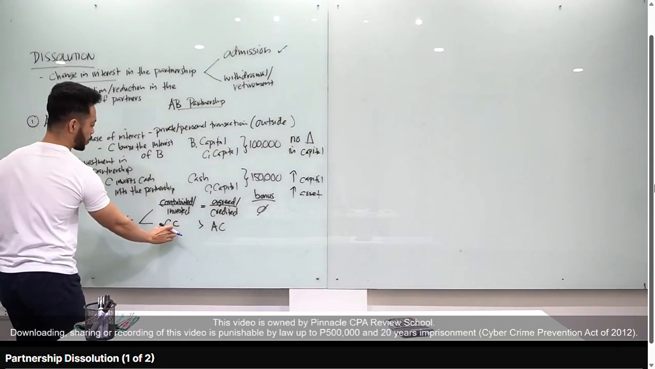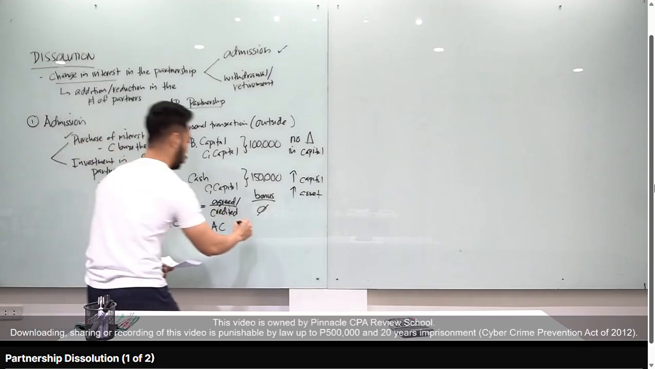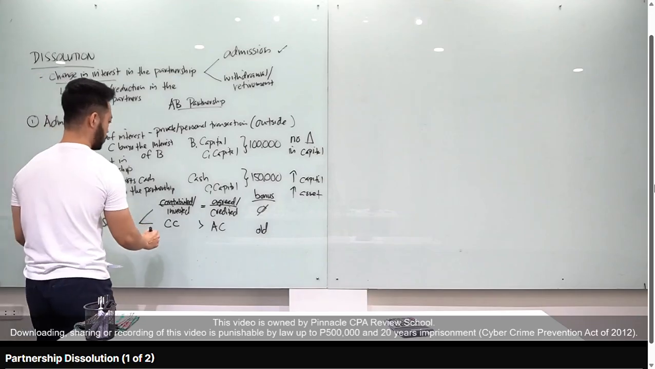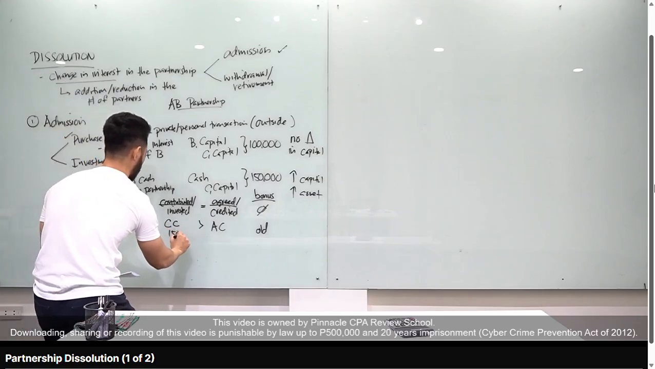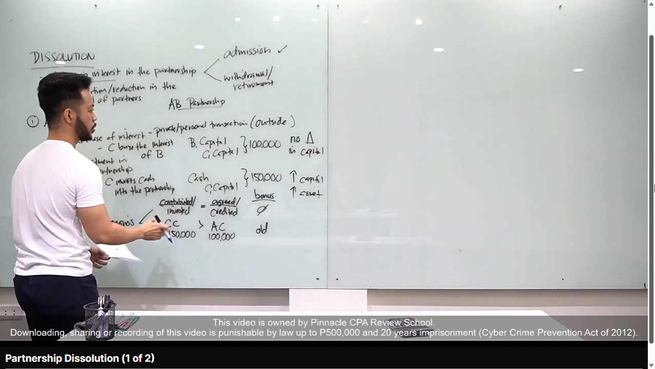So, if the investment of C is greater than what was given to him, therefore the bonus goes to the old partners. Does that make sense? Okay? For example, what C contributed is 150,000, and what was given to him is 100,000. The difference of 50,000 is a bonus to A and B.